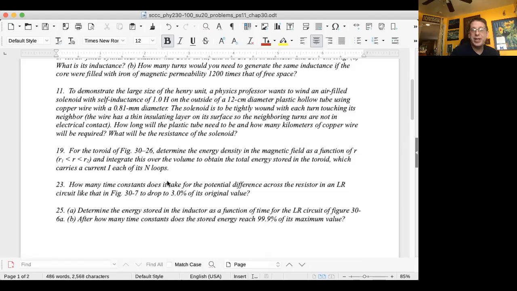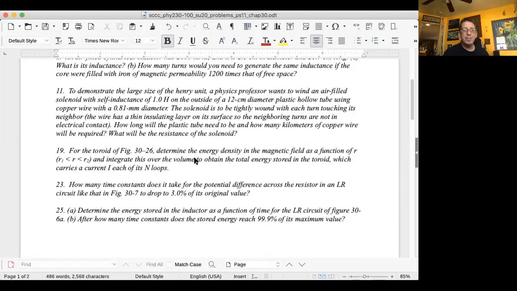That brings us to number 23. How many time constants does it take for the potential difference across the resistor in an LR circuit, so this is the resistor, not the inductor, to drop to 3.0% of its original value? The potential difference across the resistor, from Ohm's law, is directly proportional to the current, and the current, as we know, decreases exponentially. So you're figuring out how many time constants it takes for the current to drop to 3.0% of its original value.